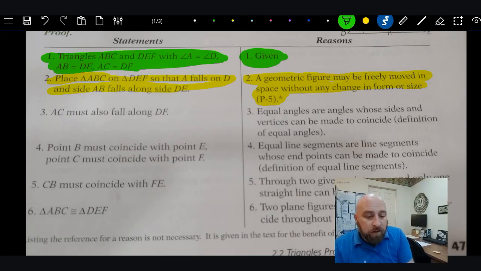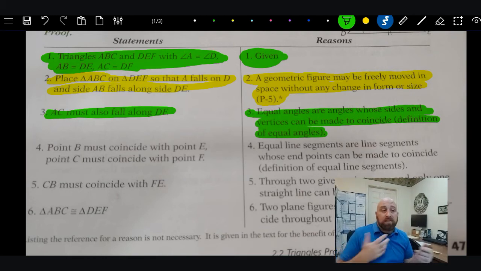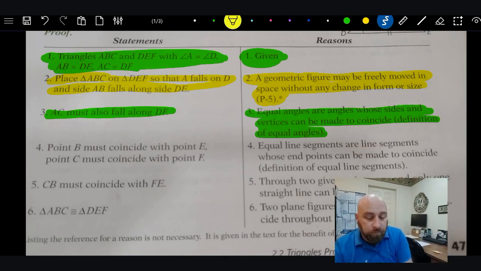The next thing that we're going to come to is AC. Then it must fall along on that side. Why? Because equal angles are all angles whose sides and vertices can be made to coincide. Definition of equal angles. And you have to go back in your book and find these definitions. We didn't memorize, we didn't learn these definitions for the fun of it. We need these. These are things that go into our toolbox so that we can solve these.